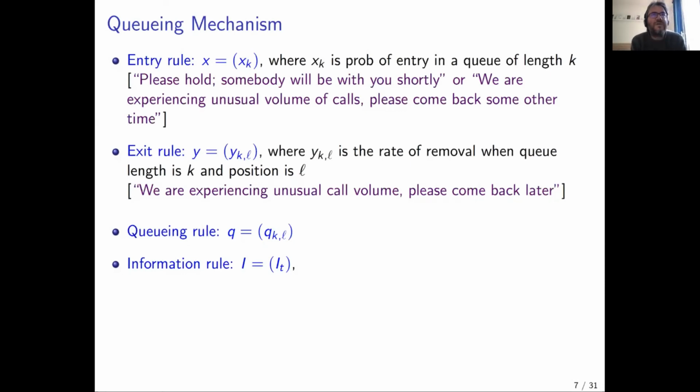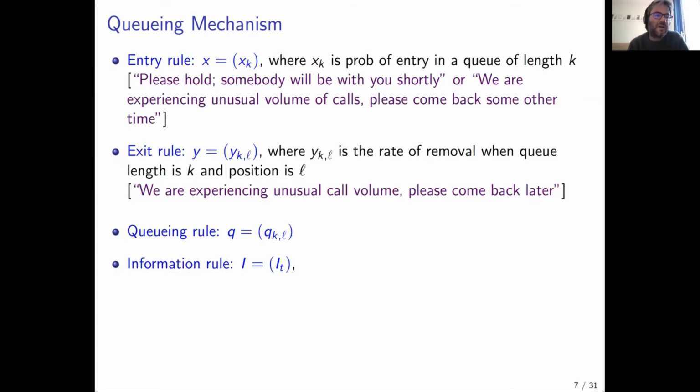You could think of this as, instead of saying the designer allows agents to join the queue, the designer is going to, with probability xk, recommend agents to join the queue. And we'll impose incentive constraints, which will ensure that whenever agents are recommended to join the queue, they should be willing to join the queue. So with probability xk, the designer is going to recommend an arriving agent to join the queue when the queue length is k.